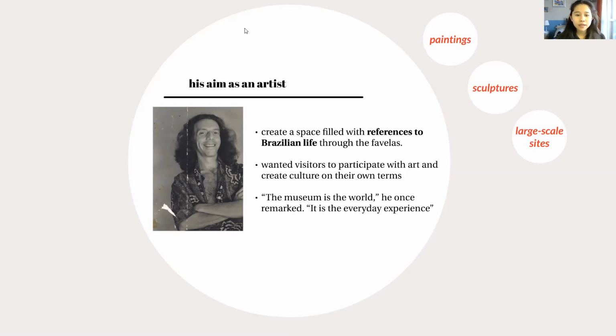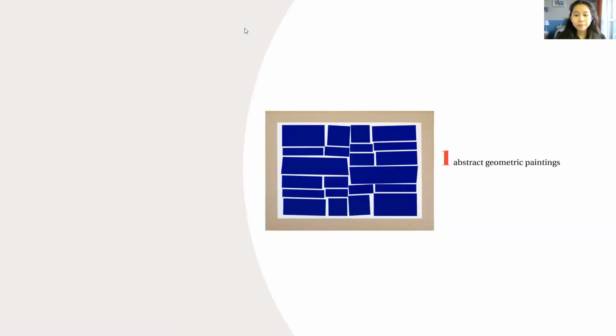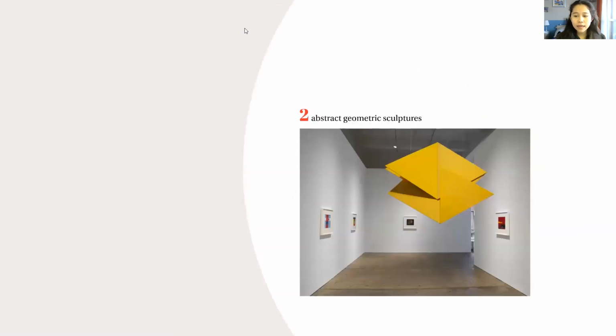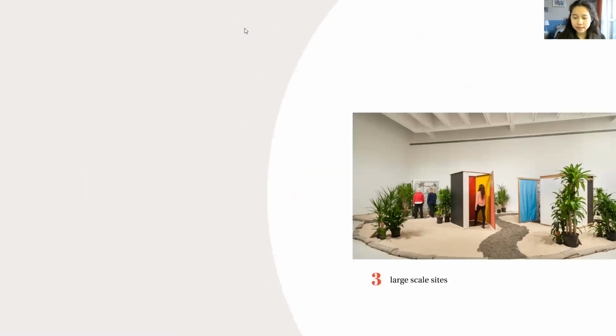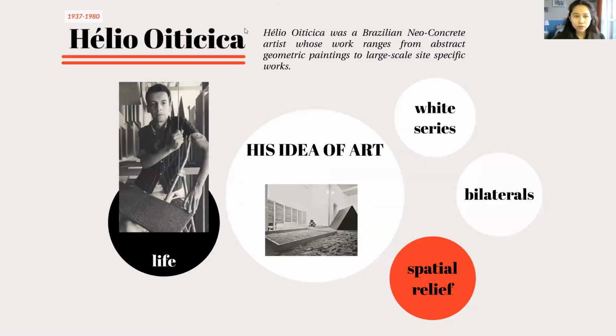In his life, he created 3 types of art. This is an example of an abstract geometry painting. This is one of abstract geometry sculpture. And this is an example of a large-scale site. And now we're going to talk shortly about the story of his art.